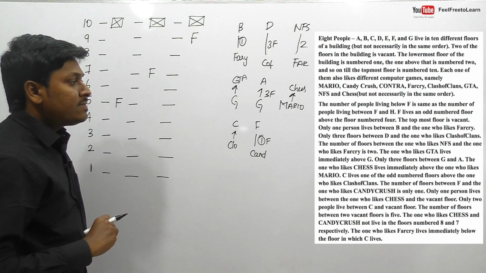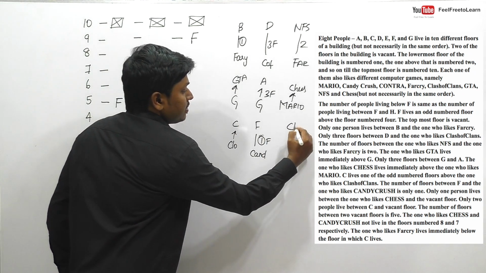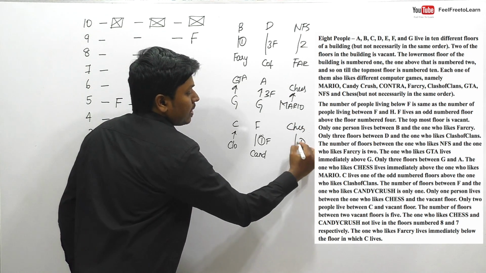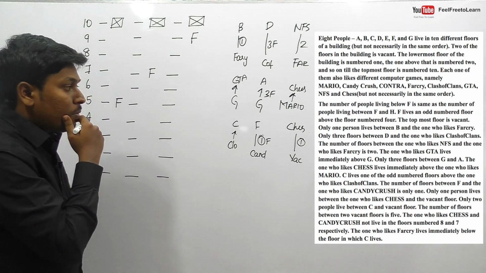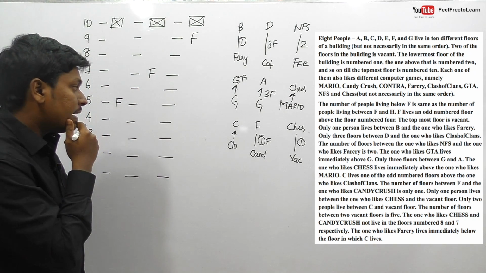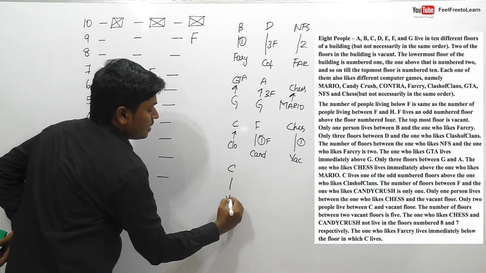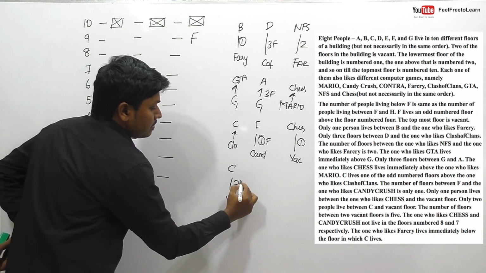Only one person lives between the one who likes chess and vacant, right? So there is only one person living between chess and the vacant floor. There is only one person, not one floor, only one person living, right? And only two people live between C and vacant. Between C and vacant, there are two people living, right? Only two people living between C and vacant.